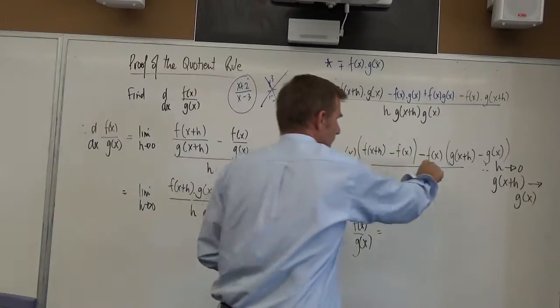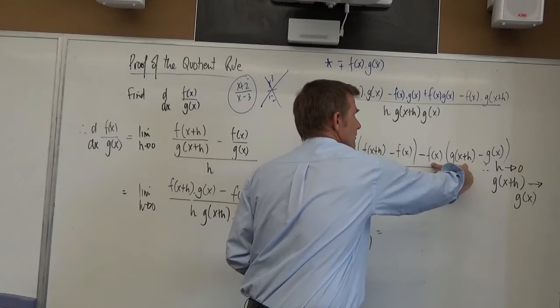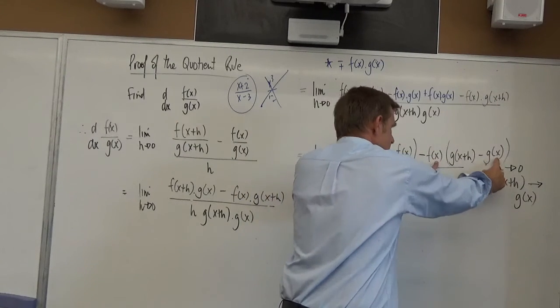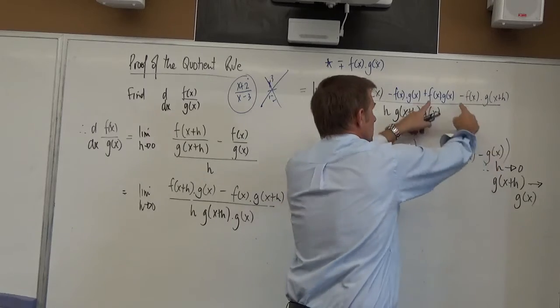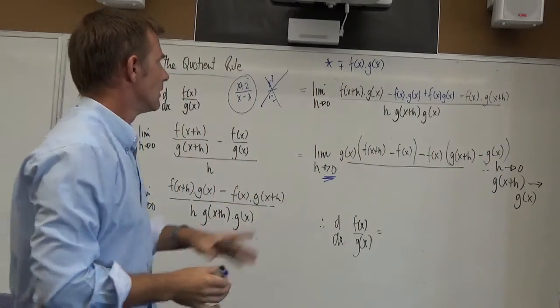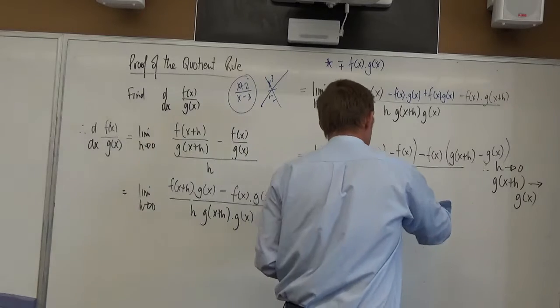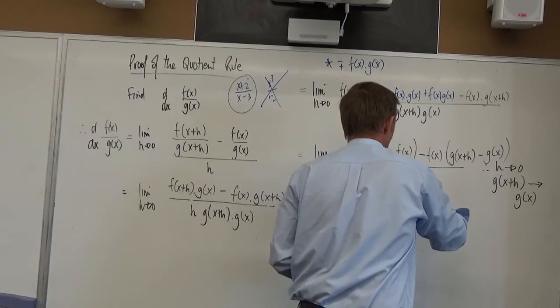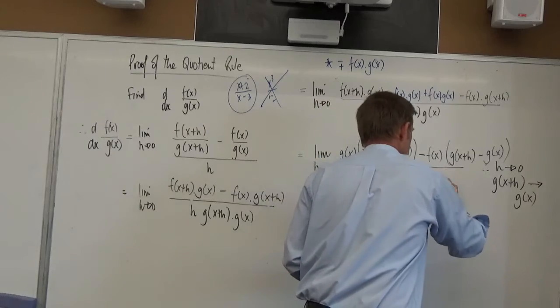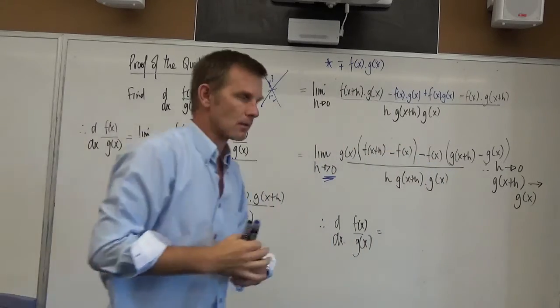Okay, if you're unsure, multiply this back into there. You'll notice I get minus f of x, g of x plus h. And this one, the two negatives will cancel, getting me here. So I haven't changed anything, and we're pretty good with that. Now that's all over h, g of x plus h, times g of x.